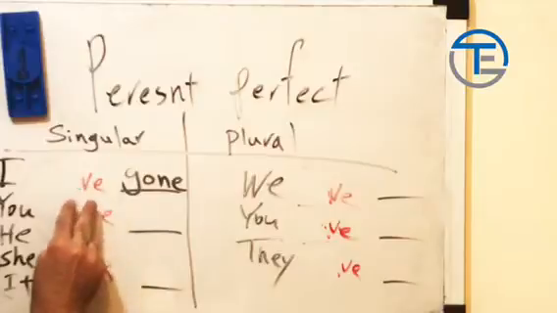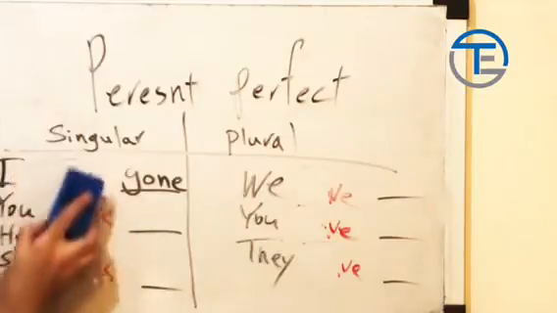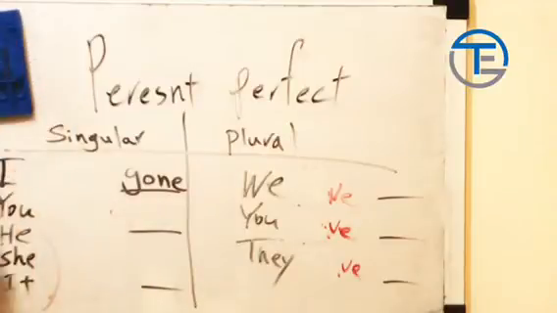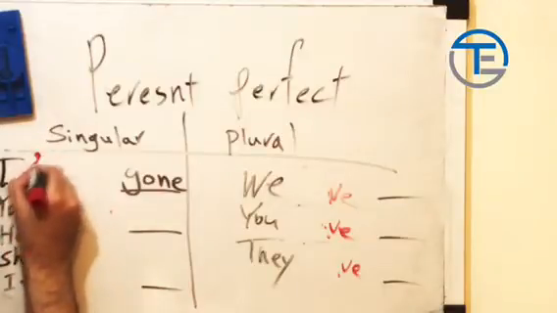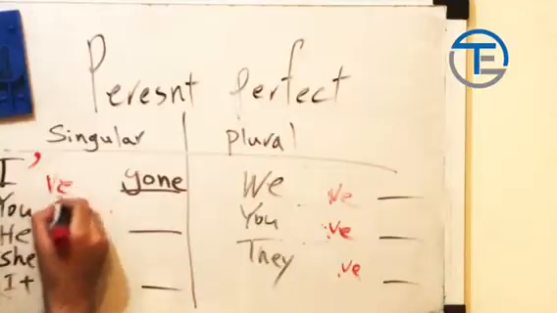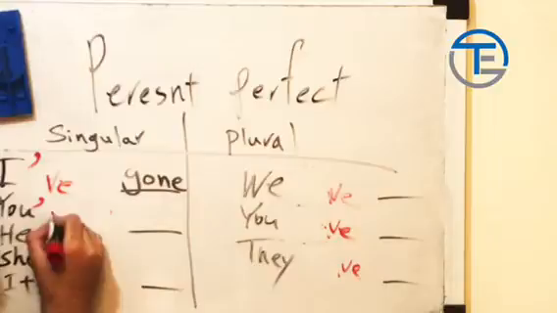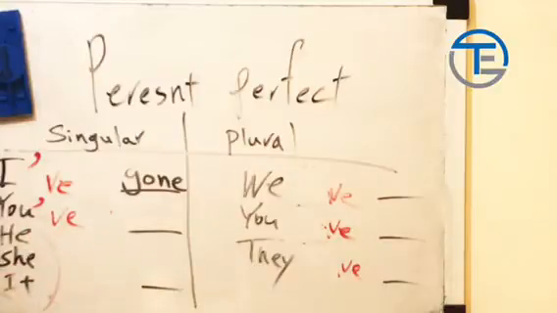you put it close to your subject with an apostrophe. Yes, here we have apostrophe: I've, you've, he, she, it. Just we have 's. You have to add an apostrophe: he's, she's, it's.